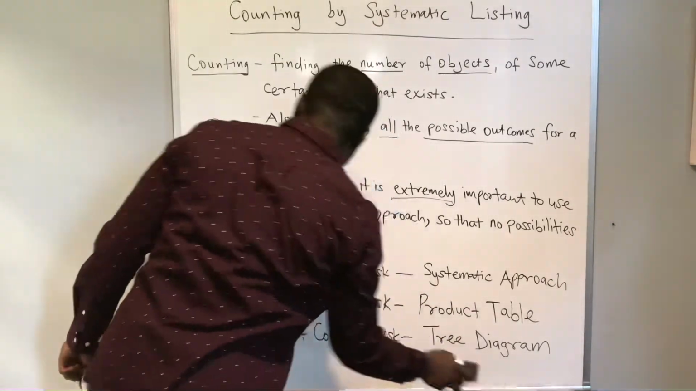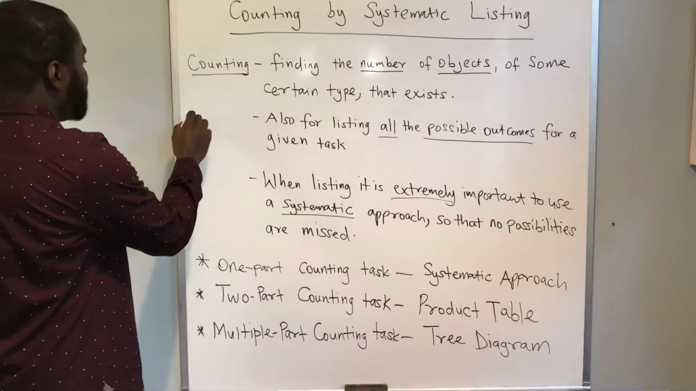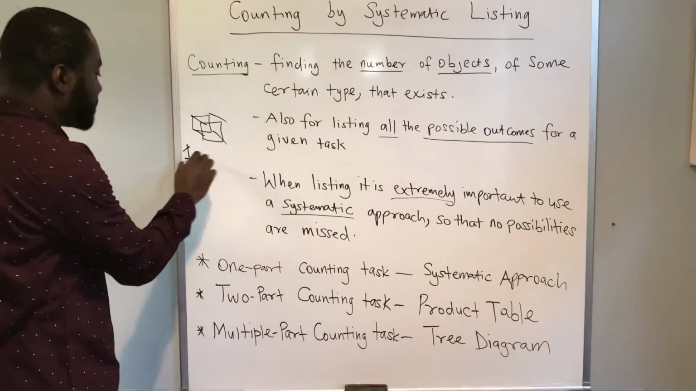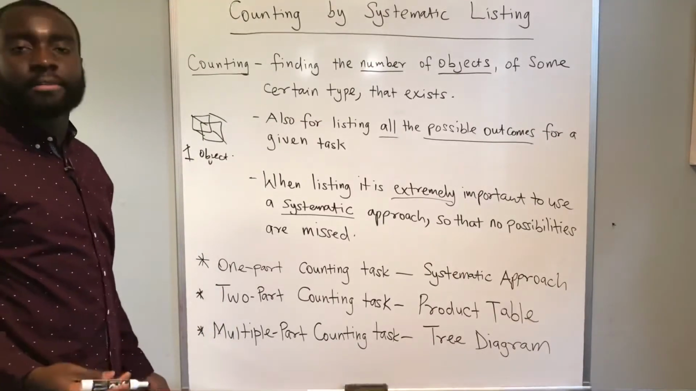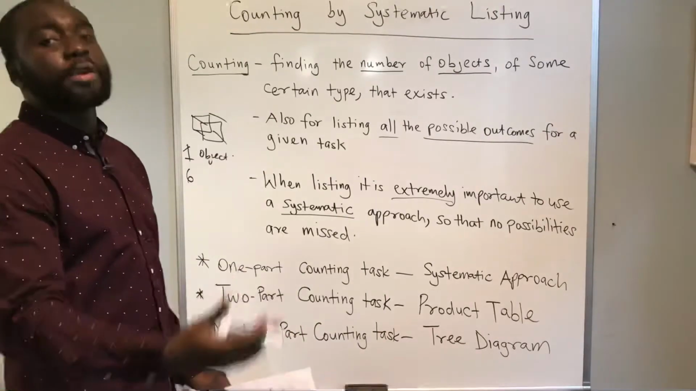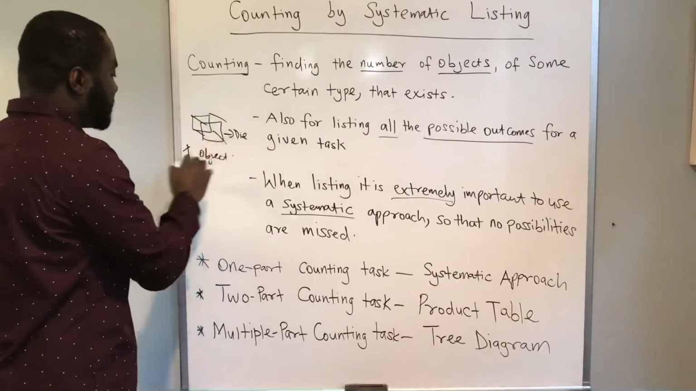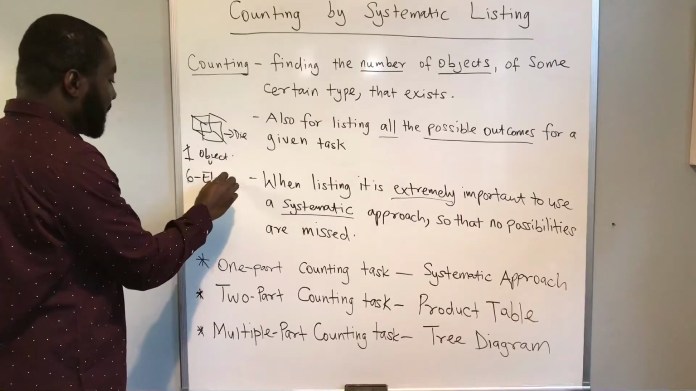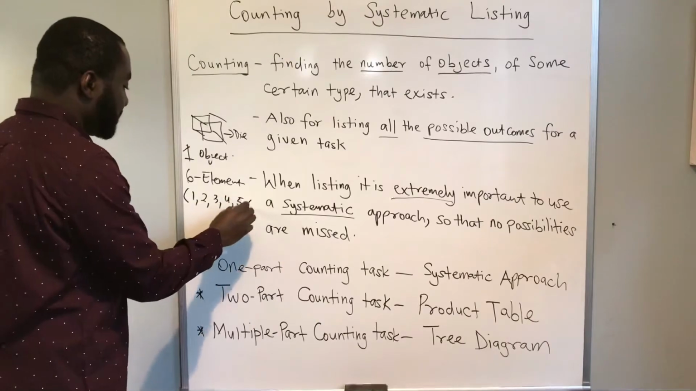Let me also give you another example of a one part counting task. Let's say you have a die. It's one object because it's just one die. How many parts does a die have? One regular die has 6 parts, but remember I said I'm going to call the parts the elements. So a die is just one object, and the die has 6 elements. What are the elements? 1, 2, 3, 4, 5, 6.